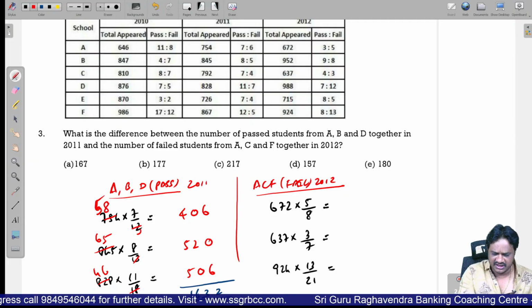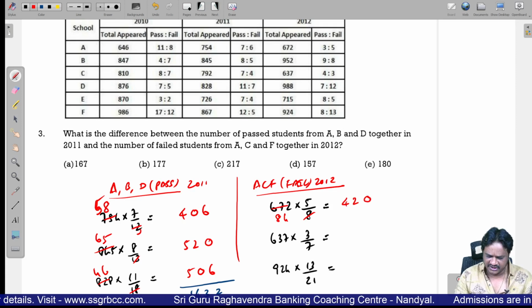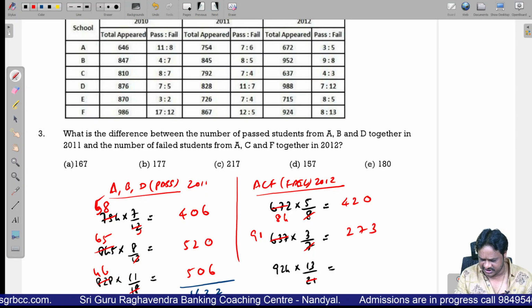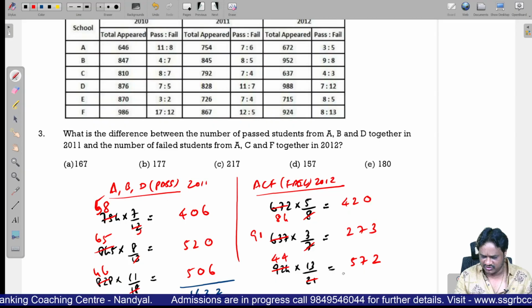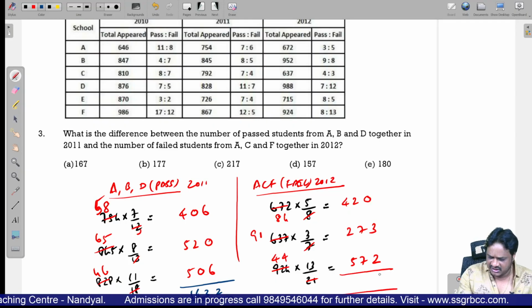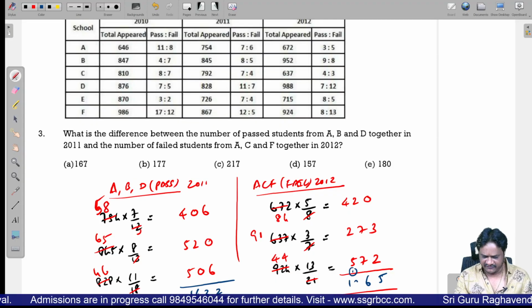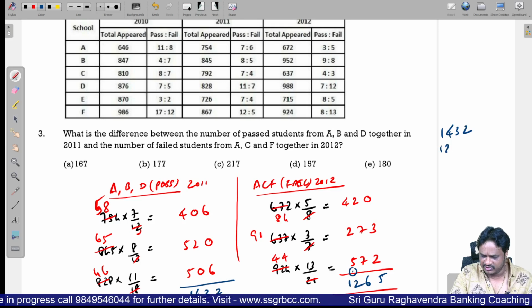Now let us do the calculation. 8 ones are 8, 8 eights are 64, 8 fours. It is 420. The next one, 91. 91 into 3, 273. The next one, 21 into 4 is 84. Again 21 into 4, 13 fours, 52, 572. If you add all these three, we will get 1265. So one value you got 1432, one value you got 1265.